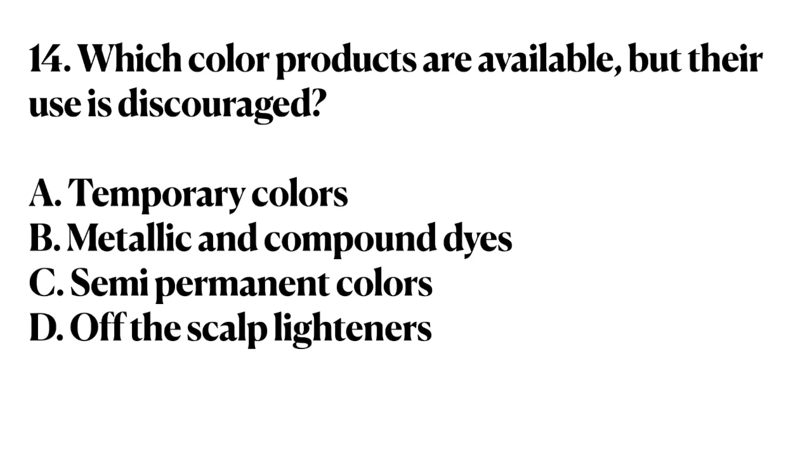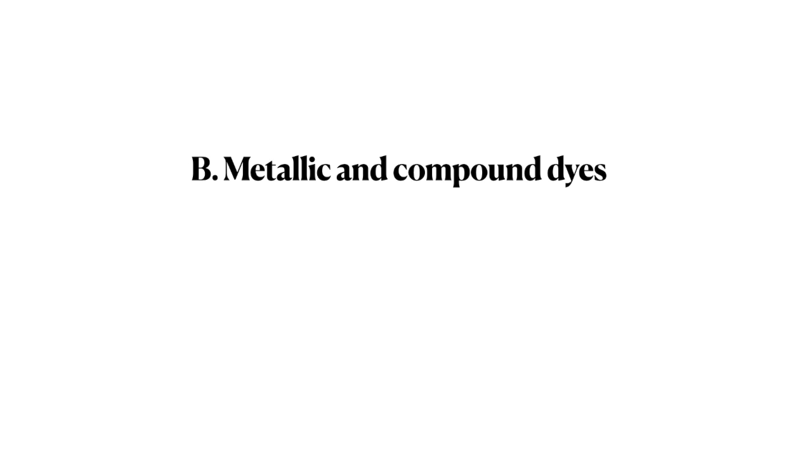Number 14. Which color products are available but their use is discouraged? A. temporary colors, B. metallic and compound dyes, C. semi-permanent colors, D. off-the-scalp lighteners. The answer is B. metallic and compound dyes.